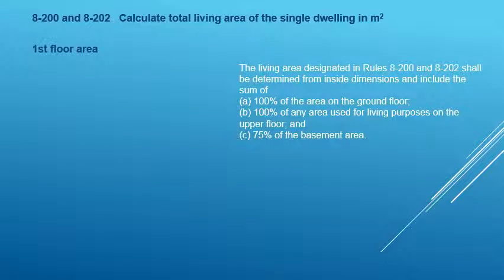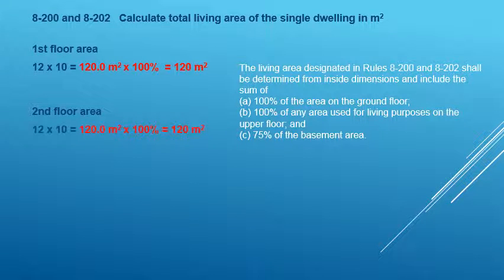The first floor area, given as 12 by 10 meters, calculates to 120 square meters. At 100% is 120 square meters. The second floor area, the same as the first floor area, also calculates at 120 square meters. The basement area, given as 89 square meters, is calculated at 75% of the area, giving 66.75 square meters. The total area is calculated by summing up the previous numbers, 120 plus 120 plus 66.75, giving a total of 306.75 square meters.